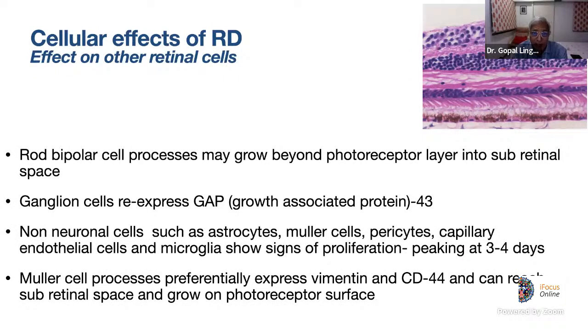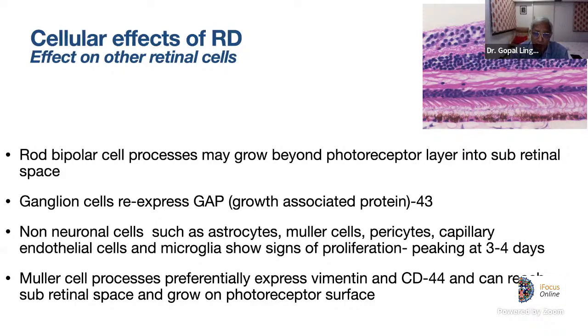There's also effect on other retinal cells, including the rod bipolar cells. And these retinal bipolar cell processes may actually grow beyond the photoreceptor layer into the subretinal space. And that can actually make it difficult for the retina to recover even after the retina is reattached, because these bipolar cell processes do not permit the photoreceptor cells to get integrated with the RPE cells.